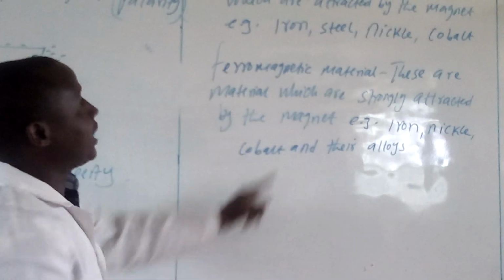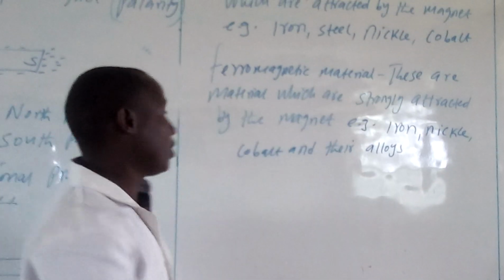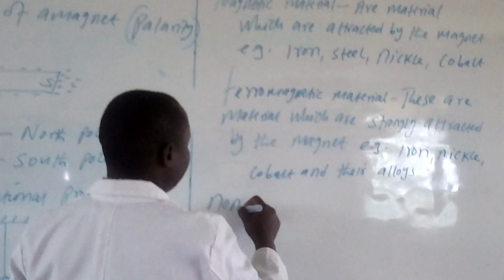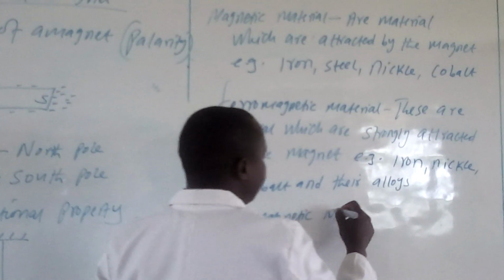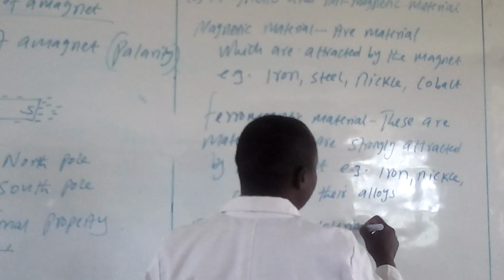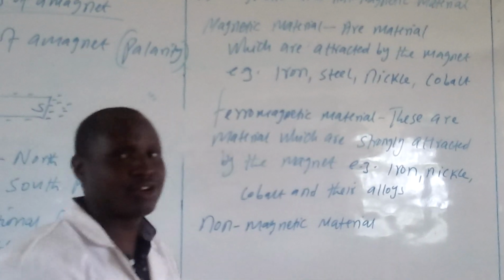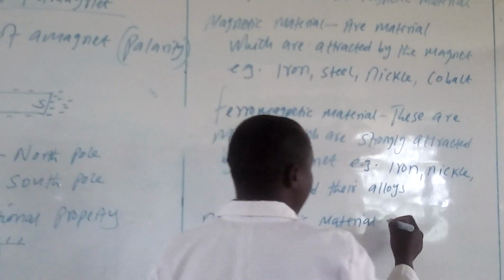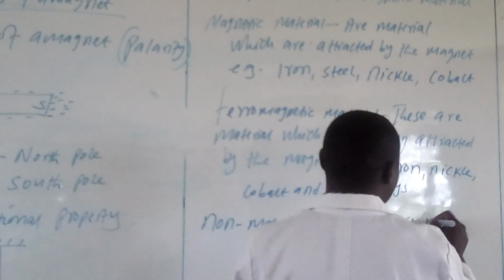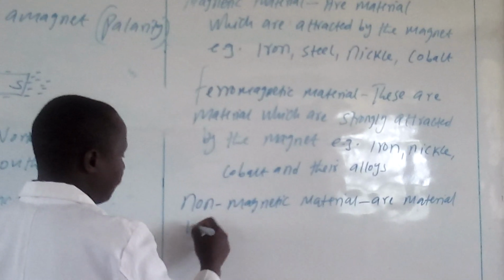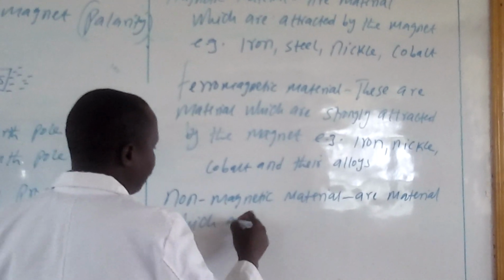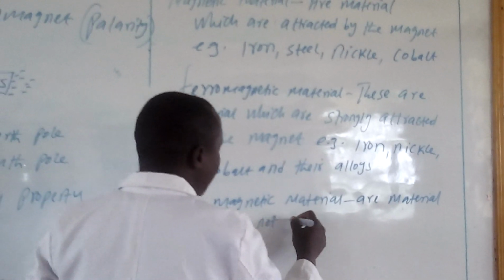Okay, so then, what is a non-magnetic material? Non-magnetic materials are materials which are not attracted by the magnet.